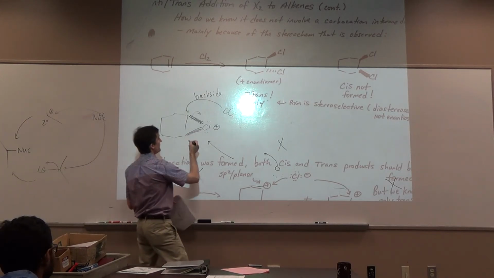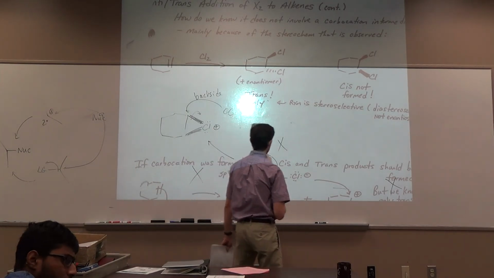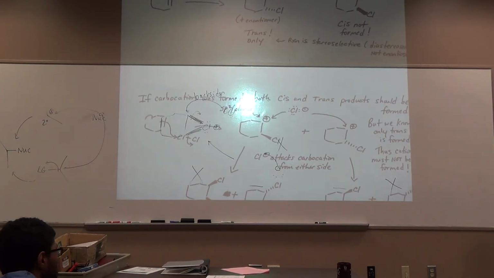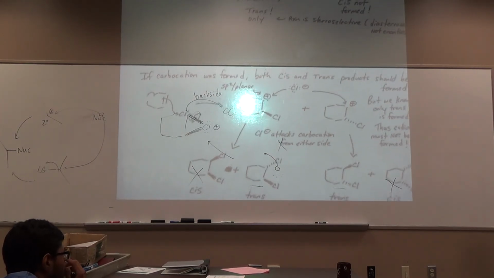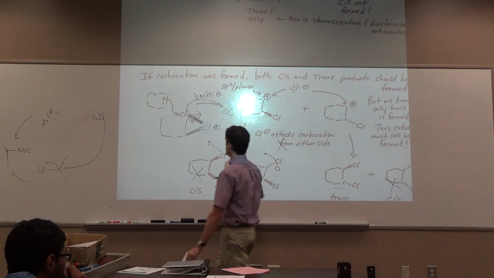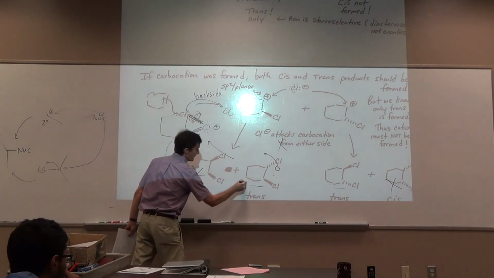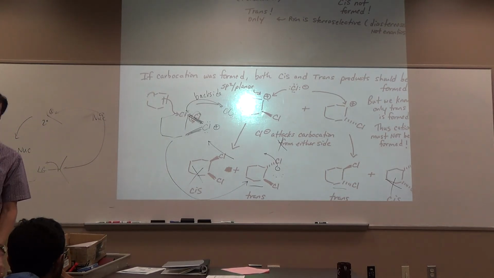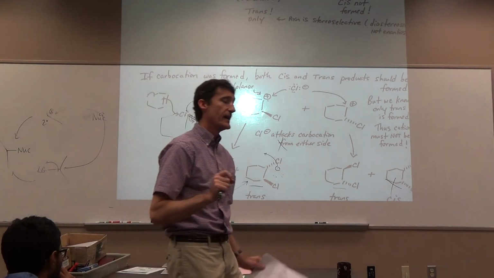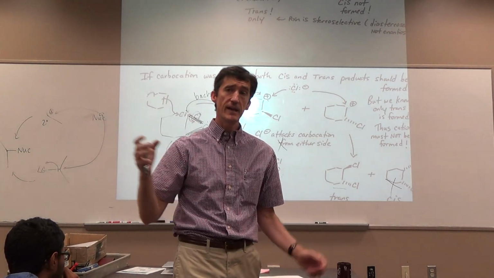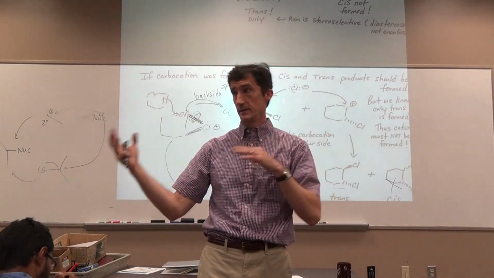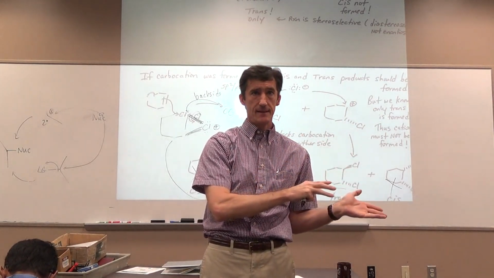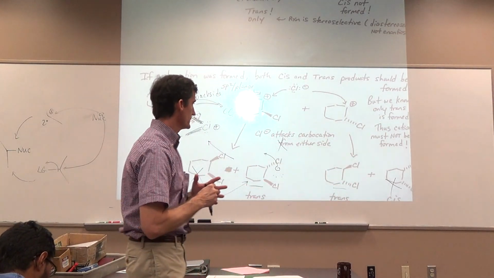Comes in backside, and what do you get? From there, you're going to get trans-only. The reason you get trans-only is because the chloride comes in backside. It does not attack a free cation. If you attack the cation, you would attack from either side. If you attack an atom and kick something off, you come in backside. And that's why you only get trans.